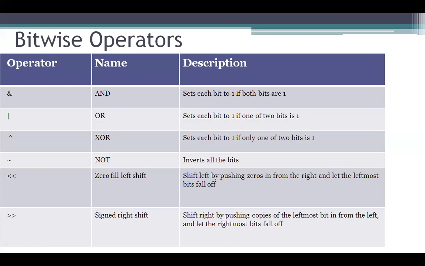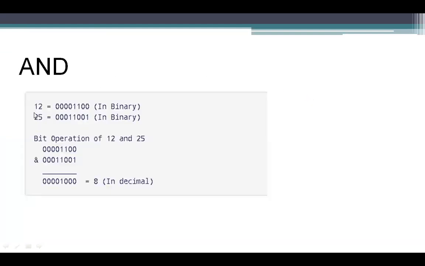So let's start the operation. The first operator is the AND operator. So how does it operate? The description given is: sets each bit to 1 if both bits are 1. You can see the example here. For example, if you consider the first value x is equal to 12 and y is equal to 25, and we are applying the operator as x and y.